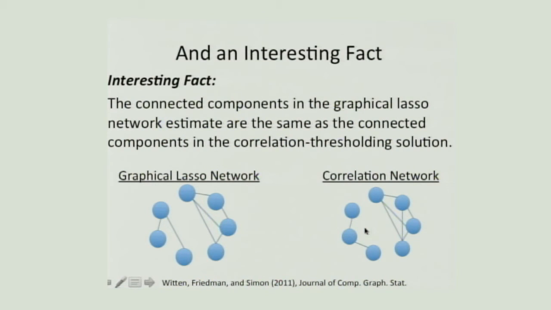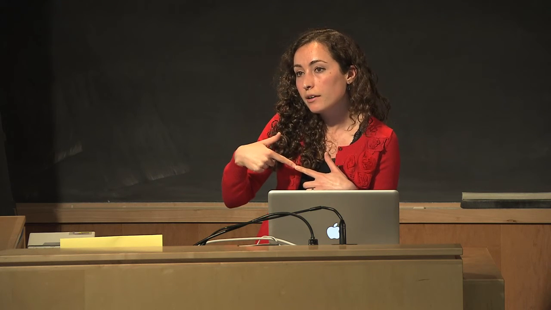So the individual edges aren't the same, but the connected components are the same. So if you want to analyze a gene expression data set, and you want to infer that there are separate pathways operating independently, and you don't care about which genes are directly related to which genes within a pathway, then you can just go and knock yourself out by thresholding correlations. But if you want to be able to say that gene A directly relates to gene B, then you should be using the graphical lasso.